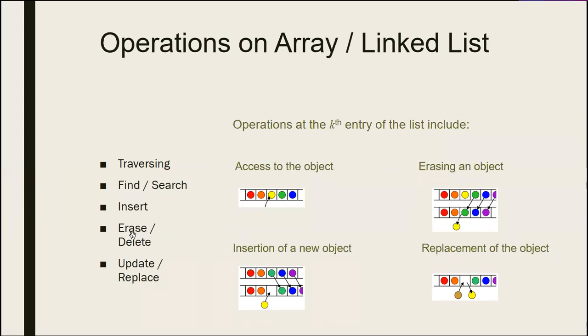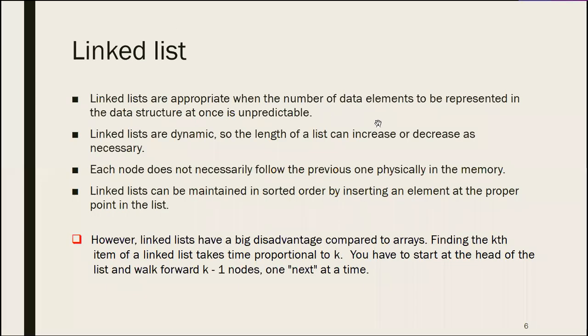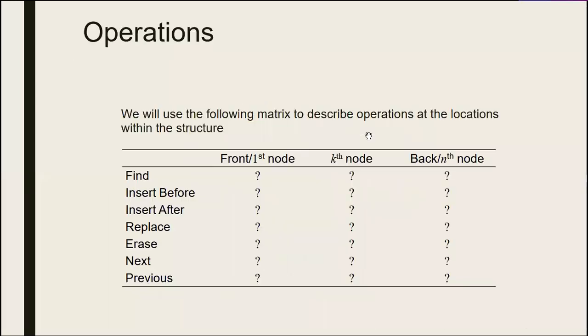We can erase or delete elements from the linked list. We can update values in the linked list, or you can replace values in the linked list. So these are the operations that are very common in the linked list. And in the case of the linked list, these operations have different types of complexity.